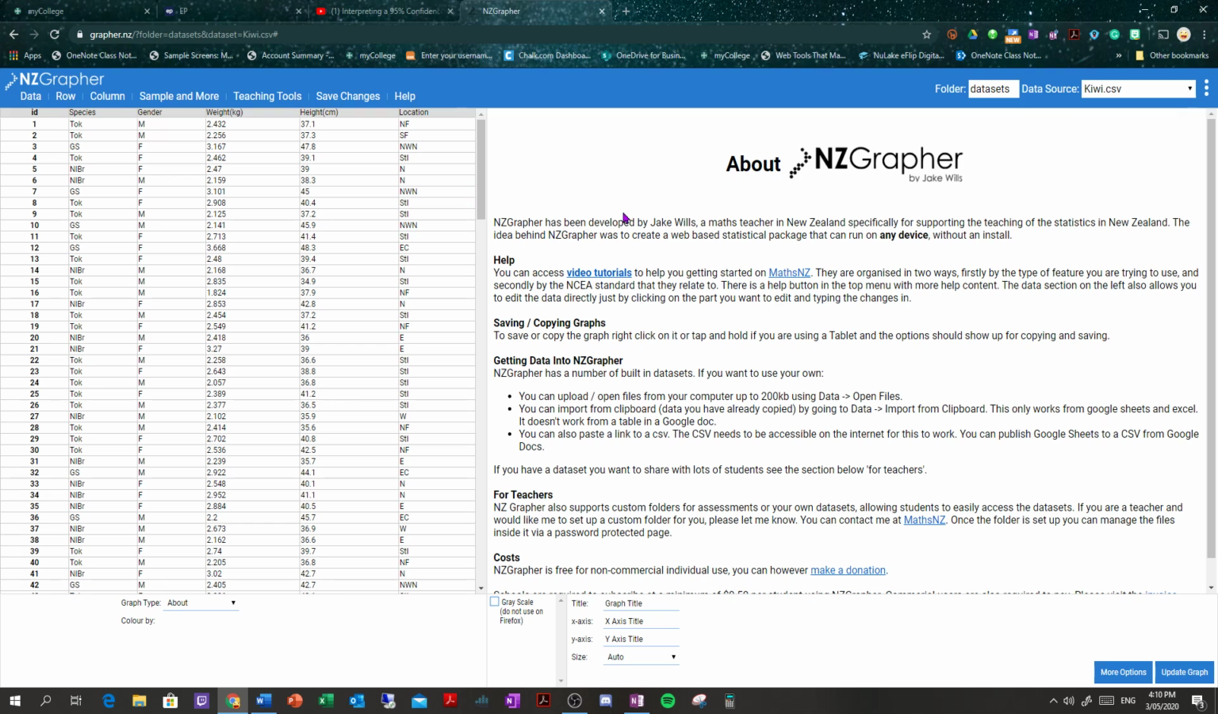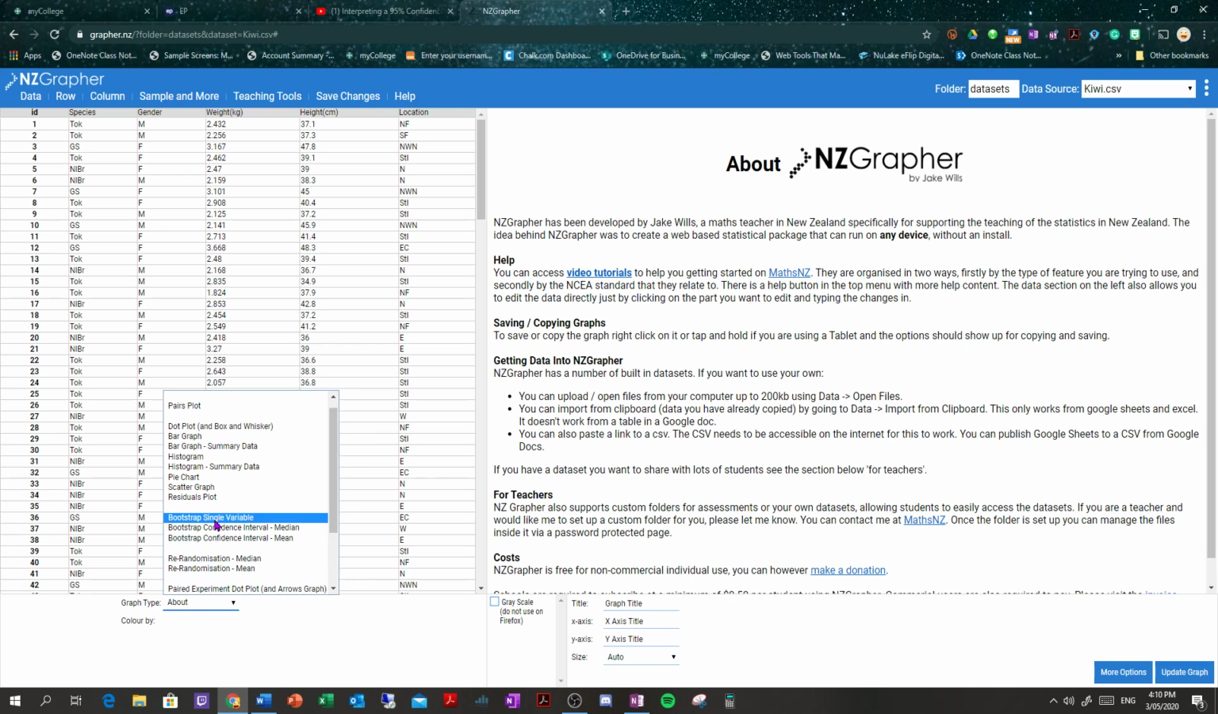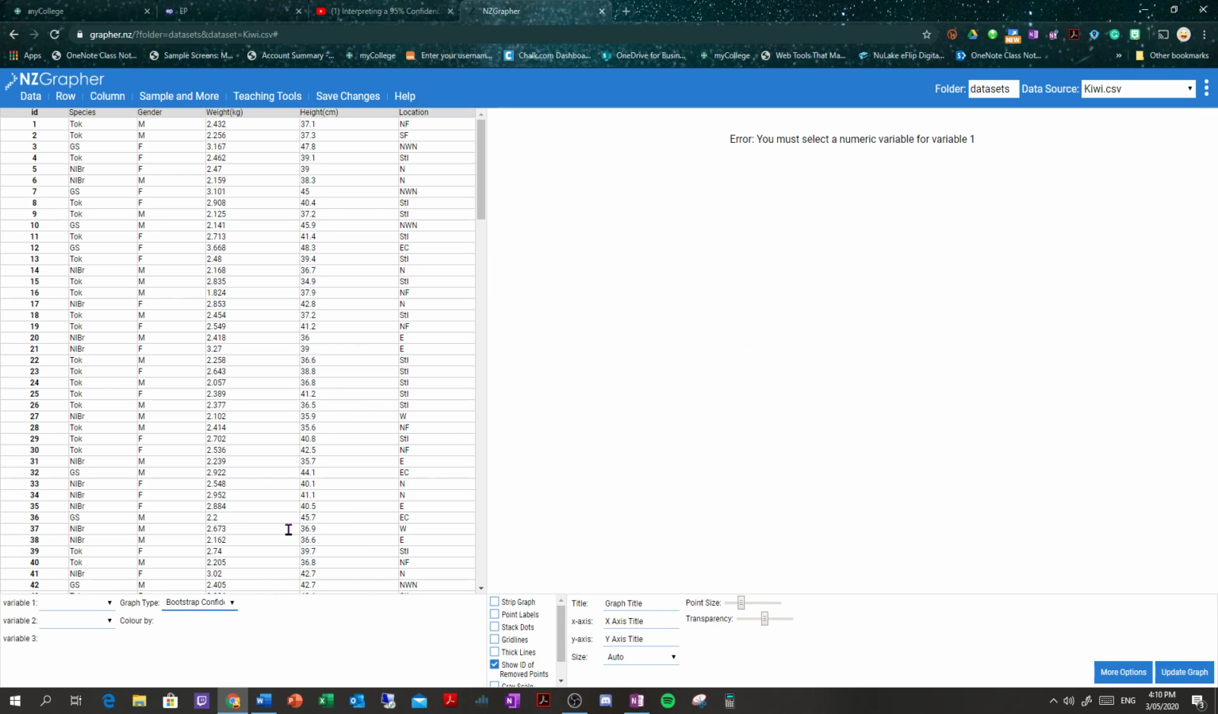Then we're going to do a bootstrap confidence interval graph for this. So we go down to where it says graph type, then go to bootstrap, and we're going to use the bootstrap confidence interval median. You'll notice over here nothing happens because we haven't selected variables.